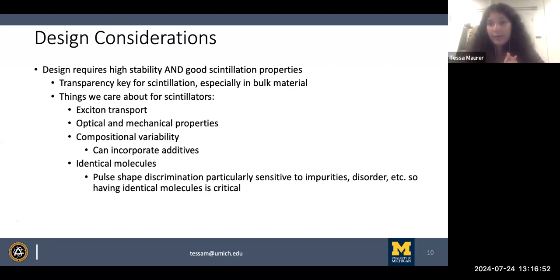So things that we care about with scintillators are exciton transport, optical and mechanical properties, compositional variability, because then we can incorporate additives, and then identical molecules too. That's particularly important for pulse shape discrimination capabilities, which I'll talk more about later, but I know you heard a bit about in the last lecture.